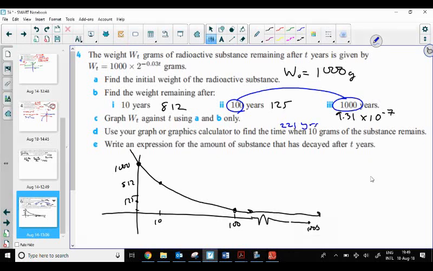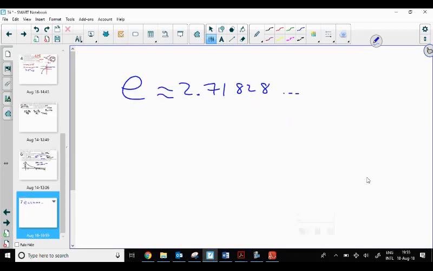So the amount that has decayed should be the original amount minus the amount that is remaining, right? So we can say that the original we know is 1,000. And the amount that is remaining is defined here as W sub t. That's not quite good enough, so I think we should rewrite this as 1,000 minus 1,000 times 2 to the negative 0.03 t. And that's good enough for me. If you want to factor out the 1,000, be my guest, although it's definitely unnecessary.